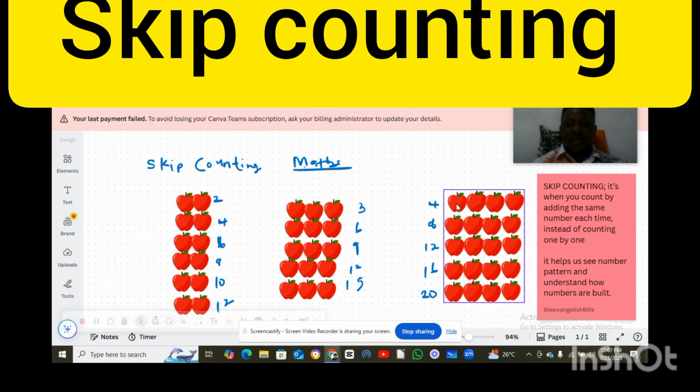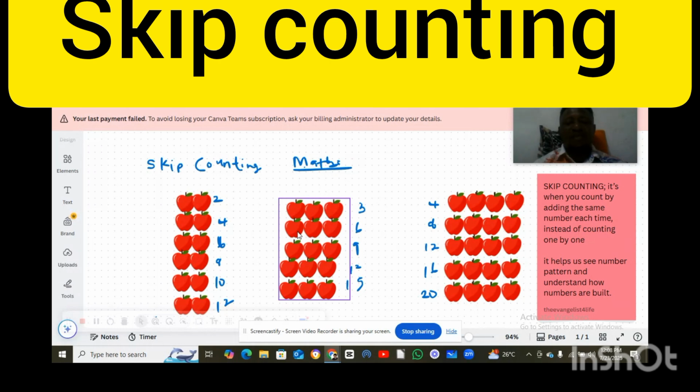Look at this one again. 1, 2, 3, 4. 1, 2, 3, 4. You can see we keep adding 4. We can do the same thing to 5. You can see counting 5. 1, 2, 3, 4, 5.